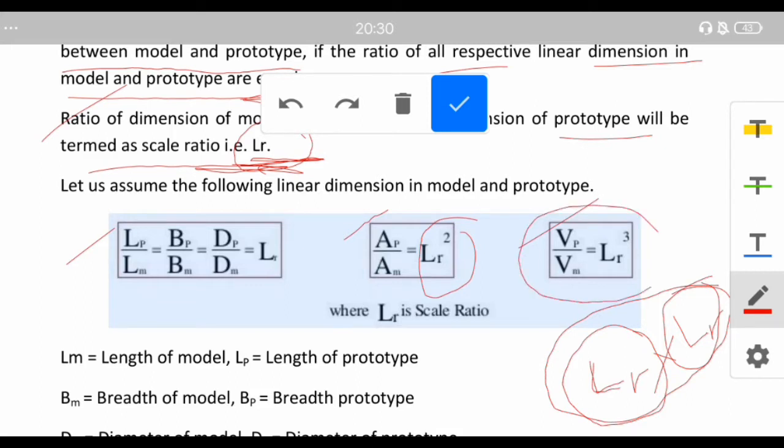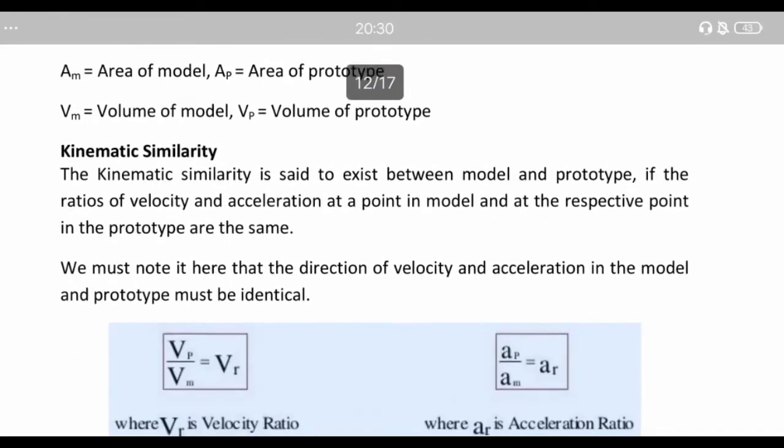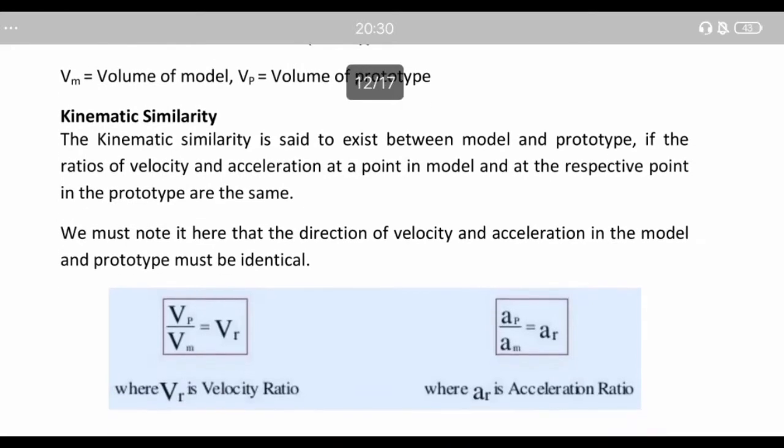Similarly, the volume will be LR cube, because it will be LP by LM multiplied by BP by BM multiplied by DP by DM. So it is LR into LR into LR, and it will be LR cube. So the geometric similarity is said to exist.